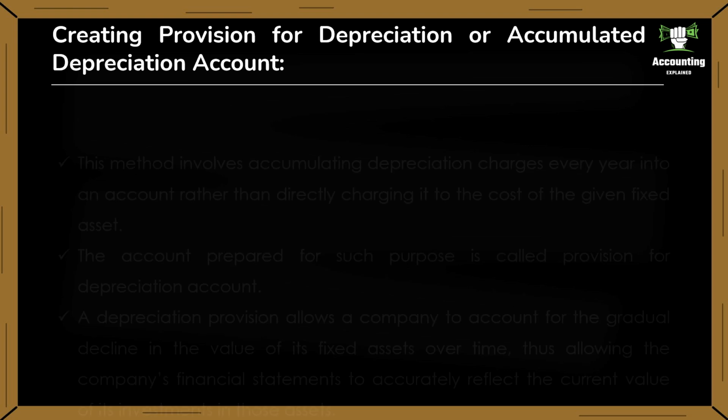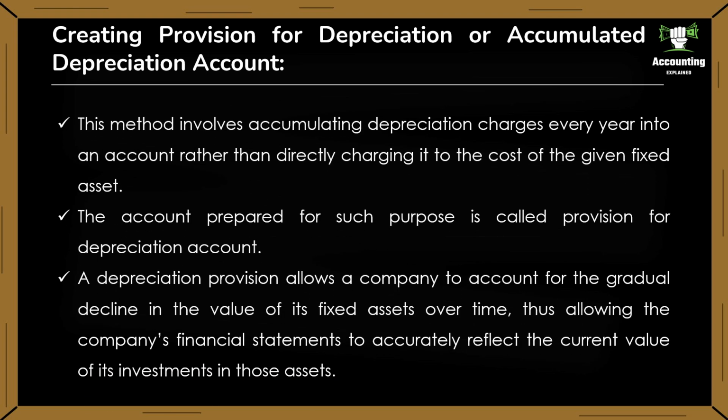Creating provision for depreciation or accumulated depreciation account. This method involves accumulating depreciation charges every year into an account rather than directly charging it to the cost of the given asset. So every year, instead of taking it to the fixed asset, the depreciation of 20,000 which we saw in the previous example, right?